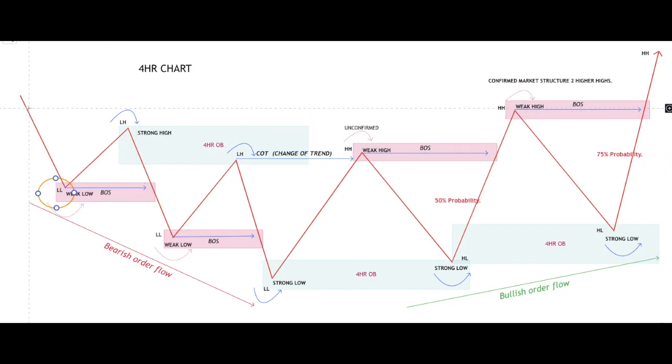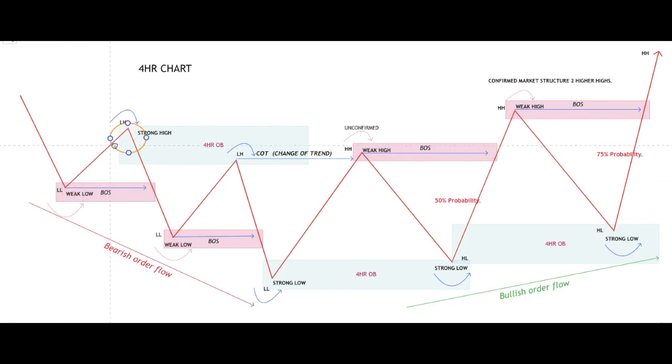All right. So as you can see here, we are making lower lows, lower highs, lower lows, lower highs. This is bearish order flow. We are starting to trend downwards. When we've created a lower low, there's a high probability that we're going to create a lower high. This creates a weak point. There's a high probability that price action will target this to take out in the future. We can use this as calculated risk to execute high probability trades.